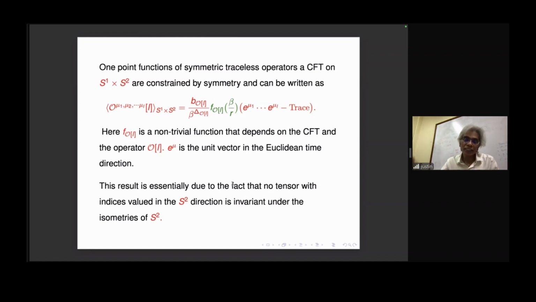And this result is basically because tensors with directions on the sphere cannot get an expectation value. It's only in the time direction that they can get an expectation value. So that's how this comes in.